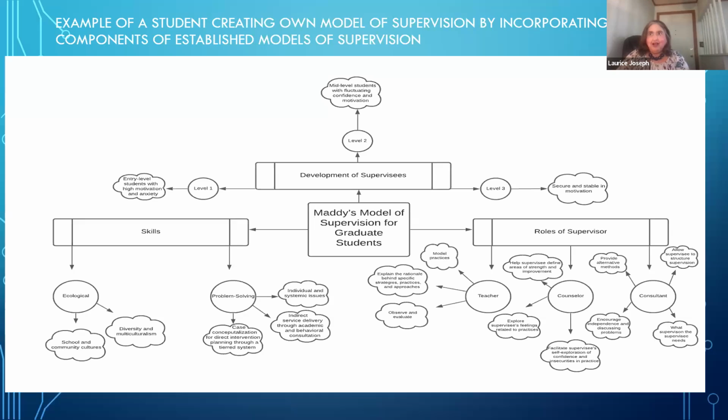If you go to the next slide, this is an example of one of my students' models. She had a model for supervising graduate students, and she really pulled from the different models. One is a developmental model of supervision. Another is the Rogerian, Carl Rogers, supervisee-centered model. Another is the strength-based model of supervision that we use. She divided her concept map into skills that supervisors needed, and she talked about the role of supervisors, that supervisors play a teacher role, a counselor role, and so forth. She also talked about some of the developmental levels. She incorporated several of the models that were presented in creating her own model.